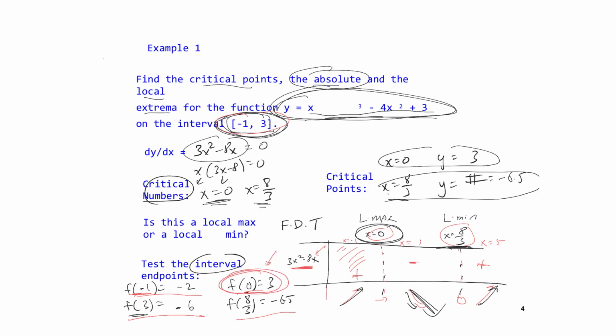Therefore, I can say that this is also my absolute maximum. And the next thing you're going to do is find the absolute minimum. So between these three values, this one here is going to be the lowest y value, and we can say that this point here is the absolute minimum. So in our case, these two points can be classified as both the local maximum and an absolute maximum. And for this one here, this is a local min based on the first derivative test, but it is right now the absolute minimum.